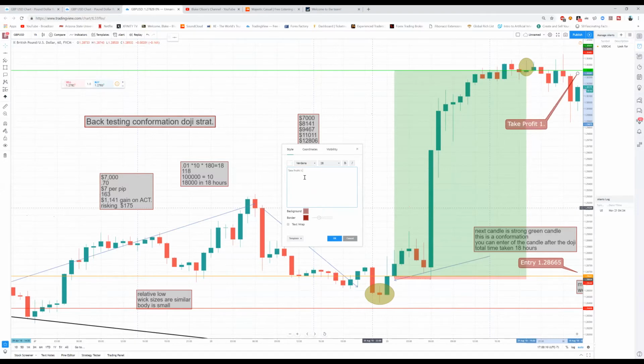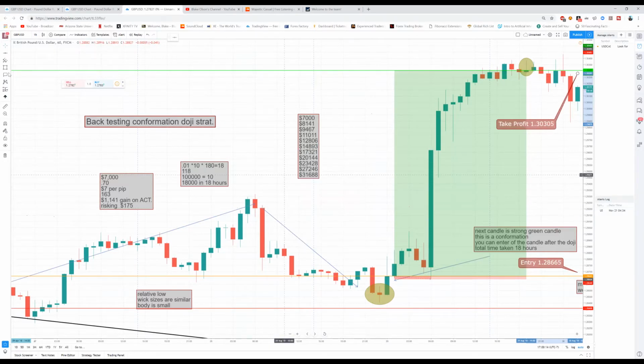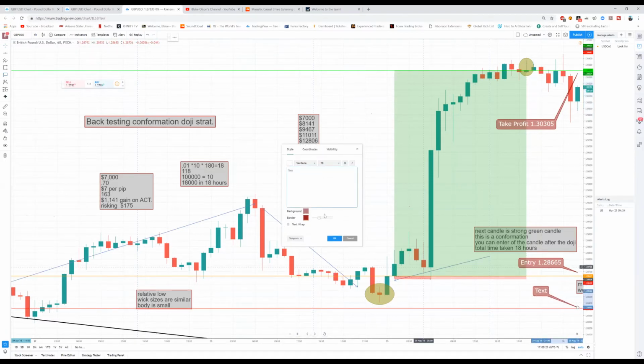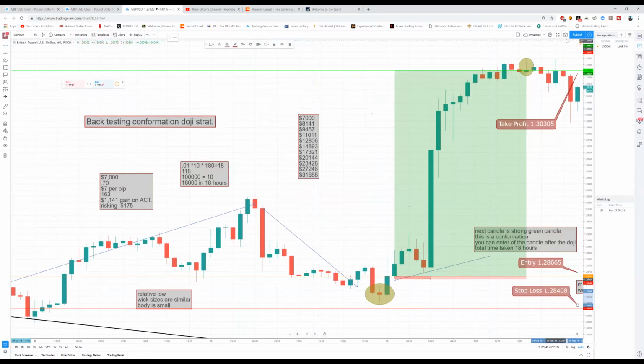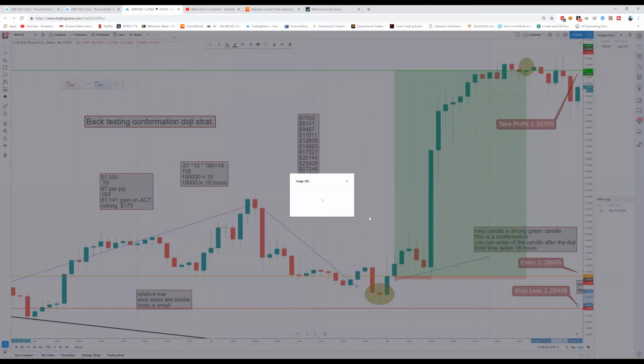So your take profit is 1.30305. Stop loss. That's covering it. 1.28. Right. Perfect. All right. So I'll take a new screenshot. This probably helps too because now they're actually labeled for what the levels are in case you don't memorize the colors that I use.